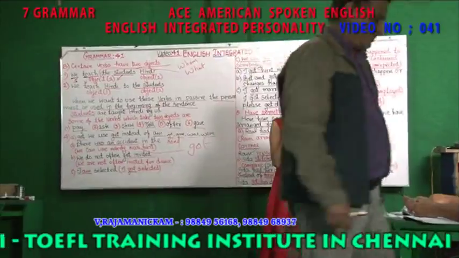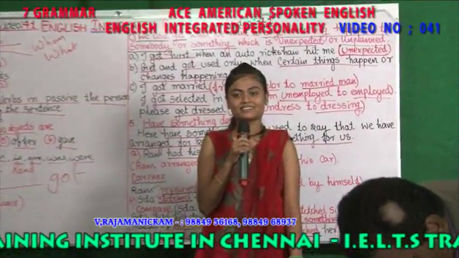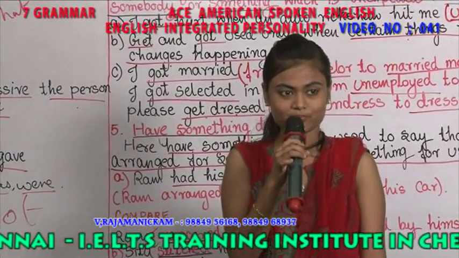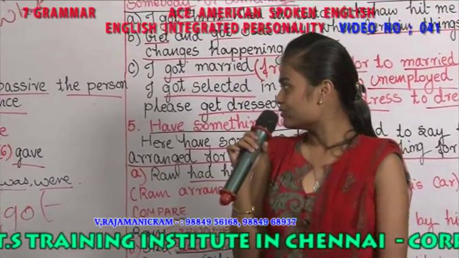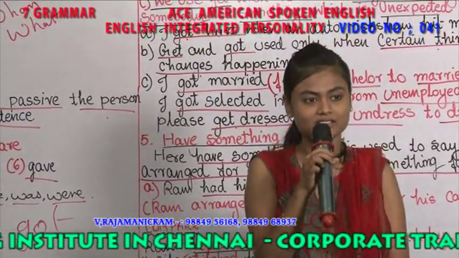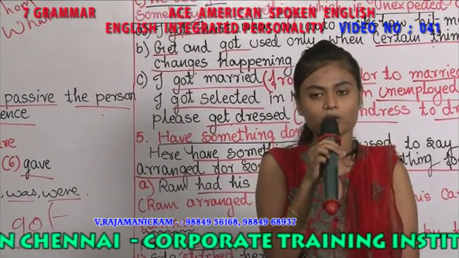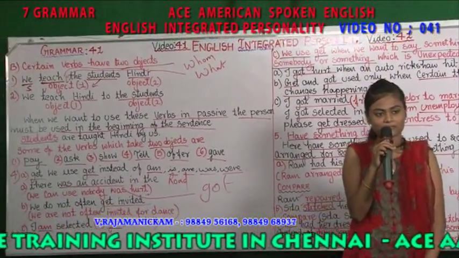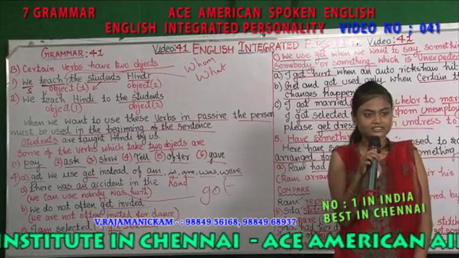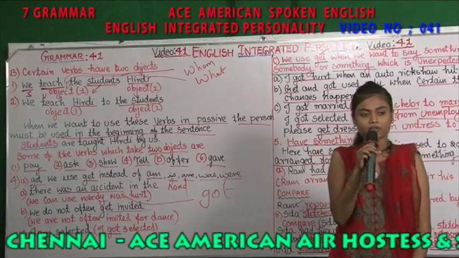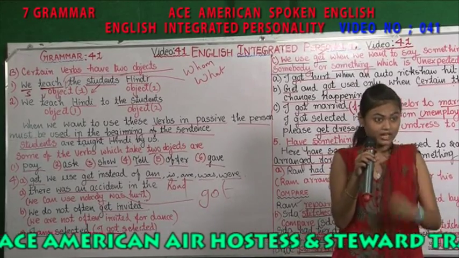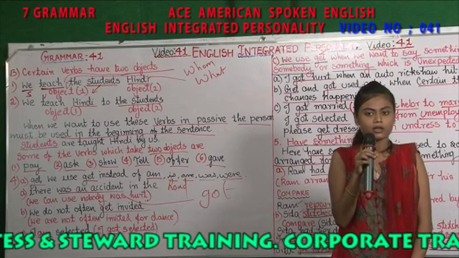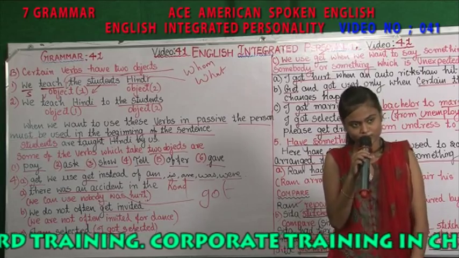My name is Aditi Rani. There are two objects. We teach the students Hindi, students and Hindi are objects. The two-object verbs: pay, ask, tell, offer, and give. And when something happened, I got hurt. Something happened, and it is a change. I got married, bachelor to other than bachelor. Thank you.